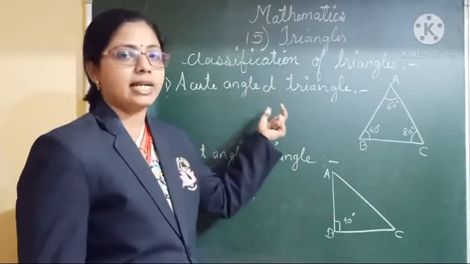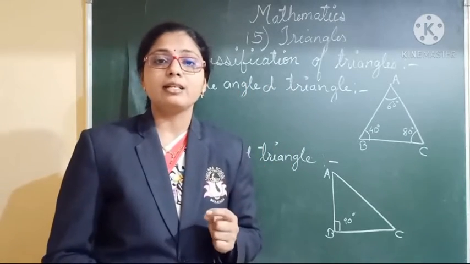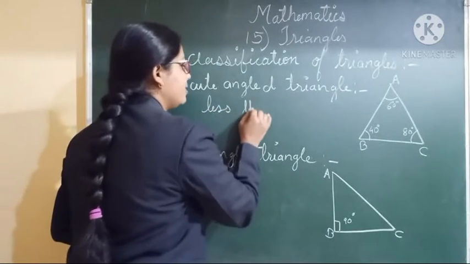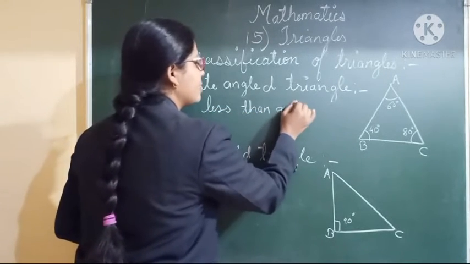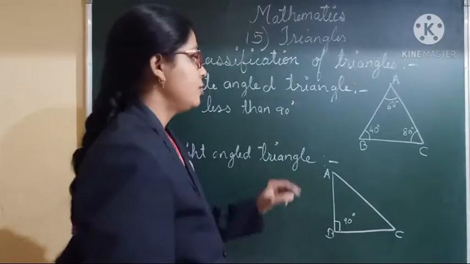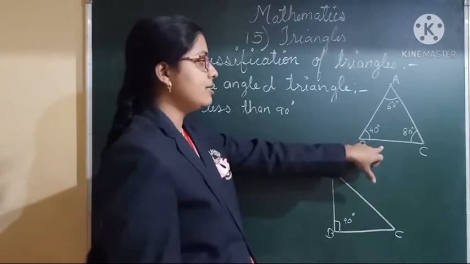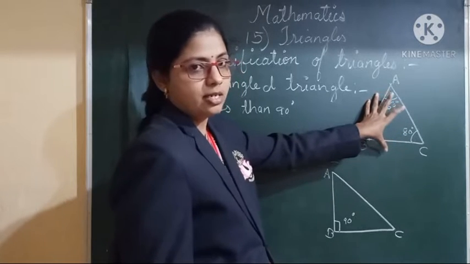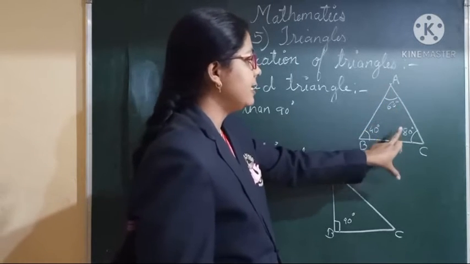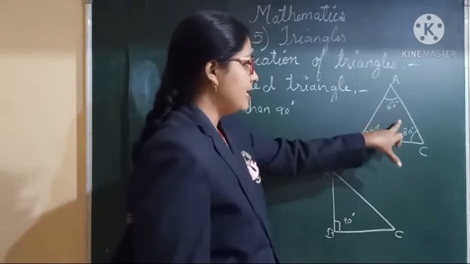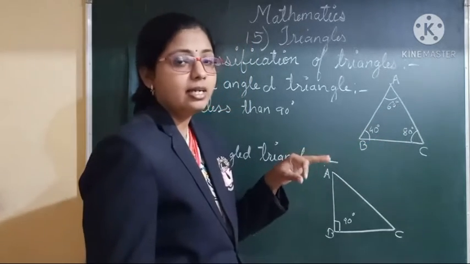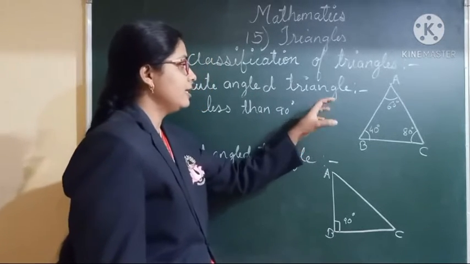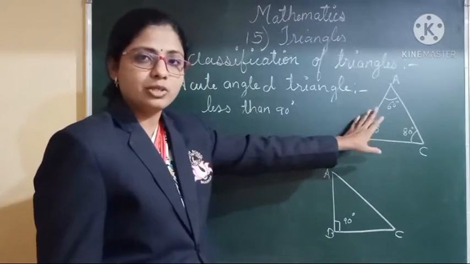Now acute angle triangle. You know very well, acute angle means what? It is less than 90 degree, so that is known as an acute angle. Everywhere in this diagram you can see all the angles are less than 90 degree. This is a triangle which is having all the interior angles, interior means inside, less than 90 degree. That is why it is known as acute angle triangle, right? Then this whole triangle will be known as acute angle triangle.